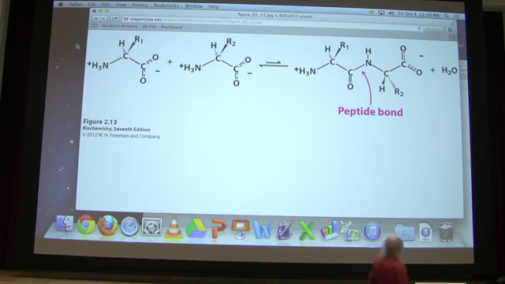The amino end has the only free alpha amino. The carboxyl end has the only free alpha carboxyl. We can describe the structure of a protein as going from amino to carboxyl. And we describe it that way because that's actually the way in which it's made. It's made from amino to carboxyl. We keep adding more and more onto the carboxyl end. That's how we make those.